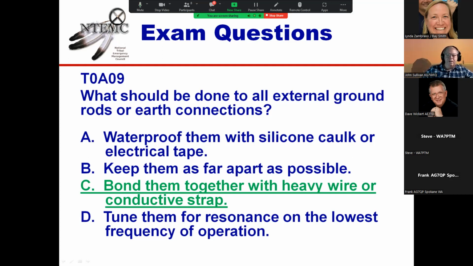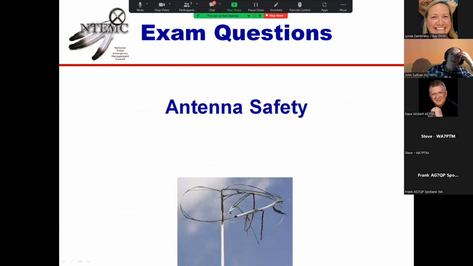Okay. Any questions on this first section so far? All right, well, then we'll move on to antenna safety.